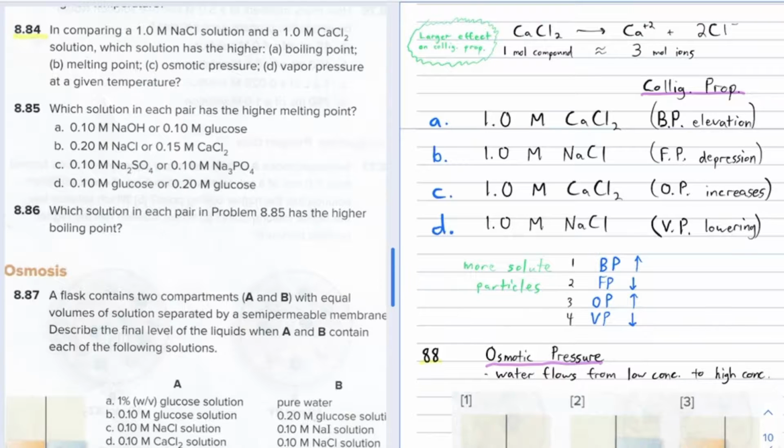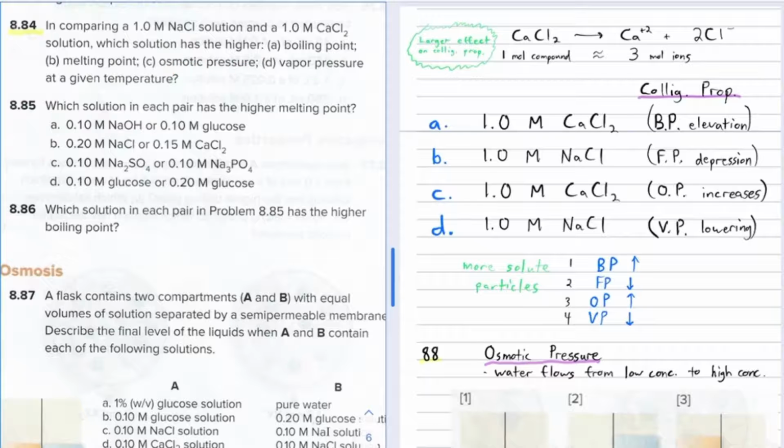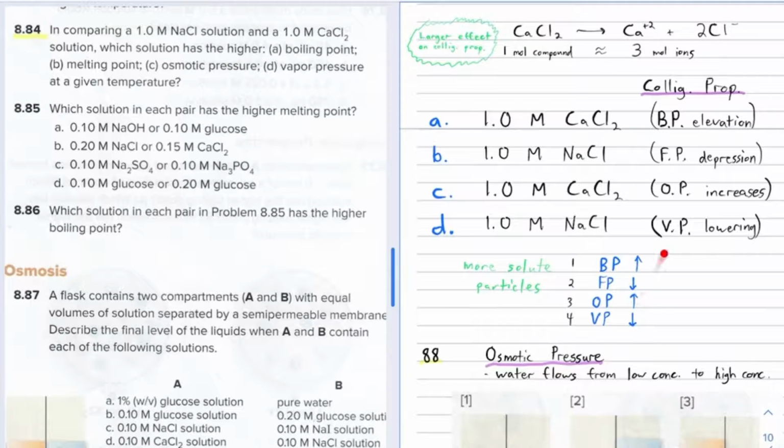The third one is osmotic pressure, and osmotic pressure goes up. Osmotic pressure increases, so it's going to be the higher concentration calcium chloride solution which has the higher osmotic pressure. And then finally, the vapor pressure is lower. If the boiling point goes up, that means the vapor pressure is lower. If it's harder to boil, it's not vaporizing as much.